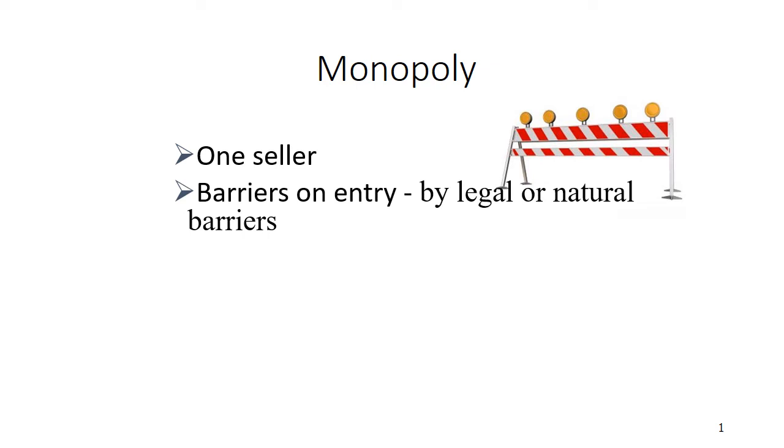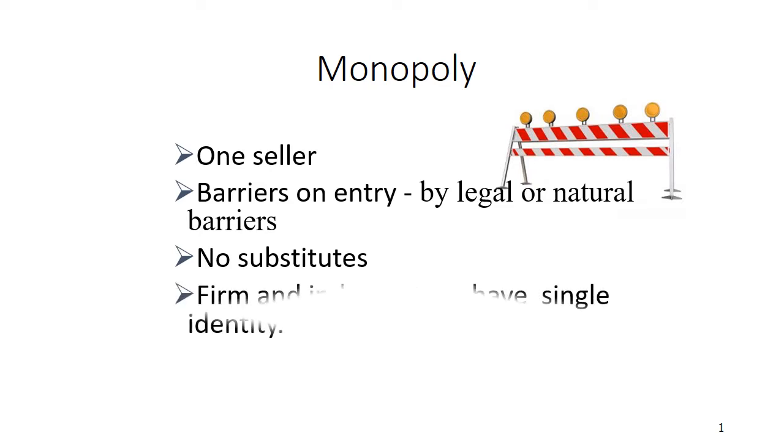The second is barriers to entry. It can be either legal or natural barriers, right? Then the next feature is that there are no substitutes for the product they are selling. It means it is an identical product they are selling, right? No substitutes available in the market. The next feature is that the firm and the industry thus have a single identity because one seller is there. So the industry and the firm are both the same.